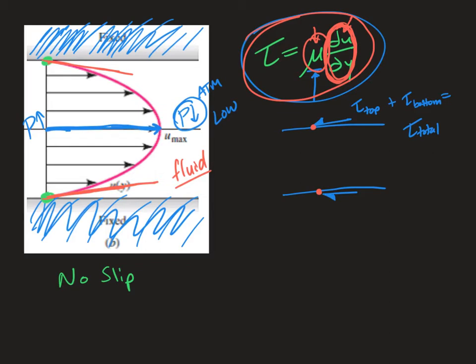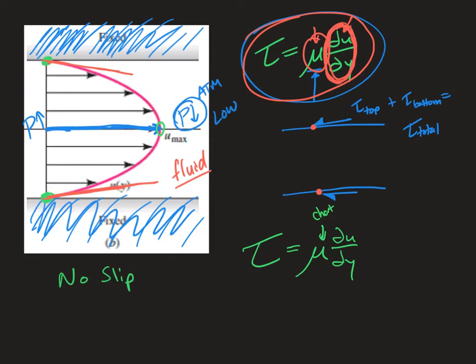Now, the other thing that I think is really interesting in this case is, what about right here? What's the shear stress there? What is tau at the middle? Well, the viscosity we would look up in a chart. But what about du dy?